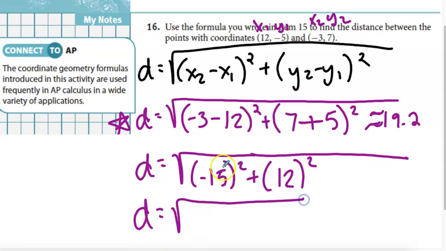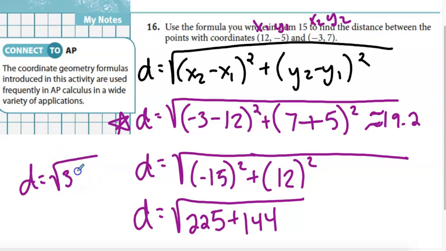Anytime you square a number, that is always going to be positive because when you square it, it is multiplying it by itself. So this is basically saying negative 15 times a negative 15, which is a positive. So 15 times 15, I believe it's 225. Let me check. Yep, 225 plus 12 squared. 12 times 12 is 144. When you add those two numbers together, you will get d equals the square root of 369, which gives us that magical number of about 19.2.